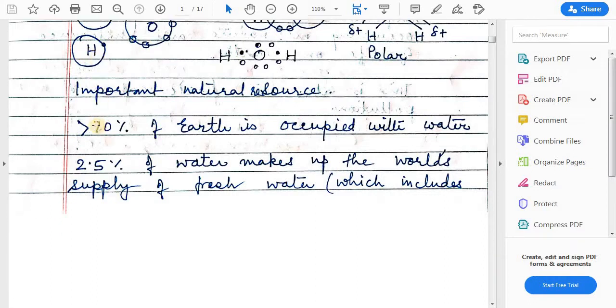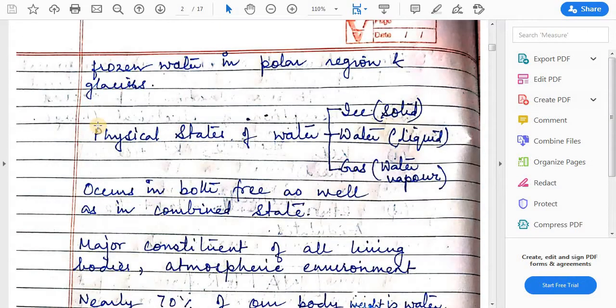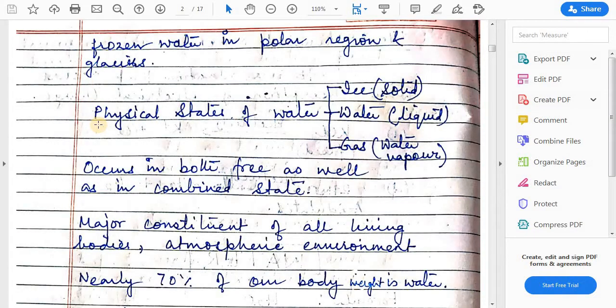Now it is an important natural resource. More than 70% of the earth is occupied by water, and hardly 2.5% of this water makes up the world's supply of fresh water, including the frozen water in polar ice caps as well as the glaciers. Now water exists in three physical states which you know: one is ice, another is liquid, and as a gas, or water vapor, and it occurs in both free as well as in the combined state.